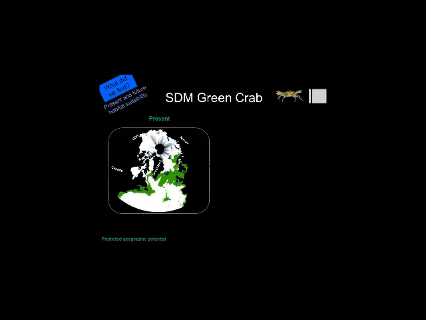Once we run the model, what did we find? I will be presenting, as I said, the results about the green crab. We get a map like this one, where we can see in green the predicted geographic potential of the green crab as modeled by the species distribution modeling. Here in blue, we can see the actual native distribution, and in yellow, the actual introduced distribution. As you can see, the model can predict where the species is present.